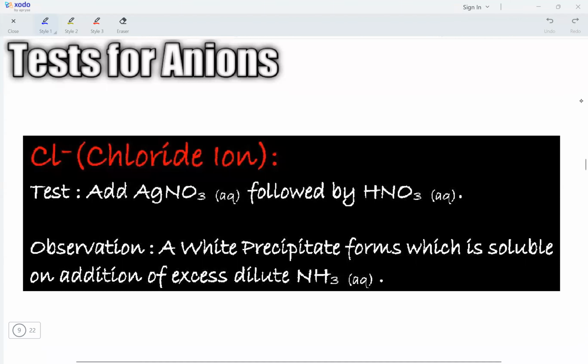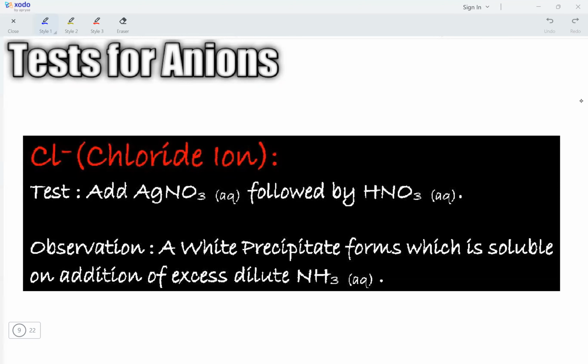We will start the test for anions with the halide ions. So the halide ions in our syllabus are chloride, bromide, and iodide. They each have the same test being performed but with different results. So for chloride ions, we add silver nitrate aqueous followed by nitric acid. Or we can do this in the opposite order. First, we add nitric acid followed by silver nitrate.